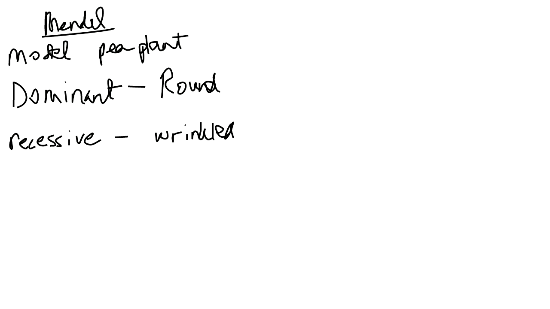So if we use big R to represent the round form and little r to represent the wrinkled form, then we can cross. So we're going to say we have two parents, okay? So one parent is homozygous dominant, okay? Now let me just do some more terms here.